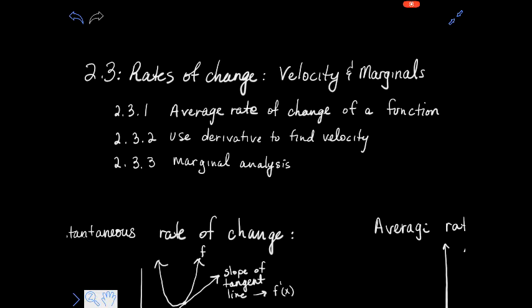Okay, this is 2.3, rates of change, velocity and marginals. And so there are three targets of this lesson. Talk about average rate of change, how to use a derivative to find velocity, and how to use a derivative to perform what's called marginal analysis.